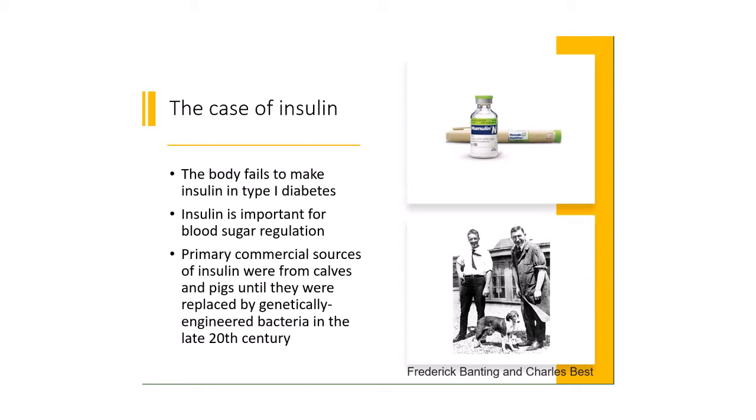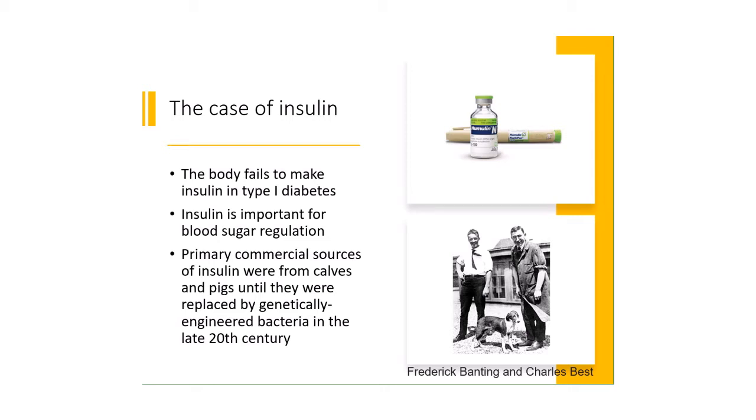So in people who have type 1 diabetes, their body fails to make the insulin. Okay, they don't have the insulin, and that results in a very high blood sugar level all the time, and that has a lot of serious consequences. So you have to give these people injections of insulin for them to have normal bodily function.